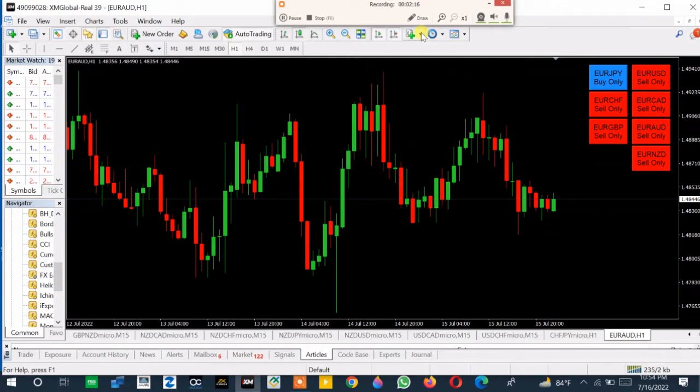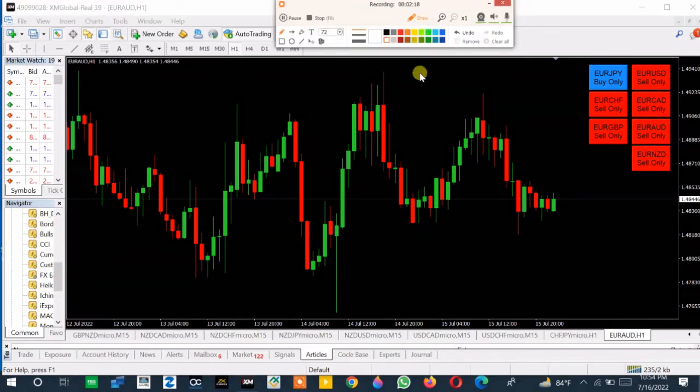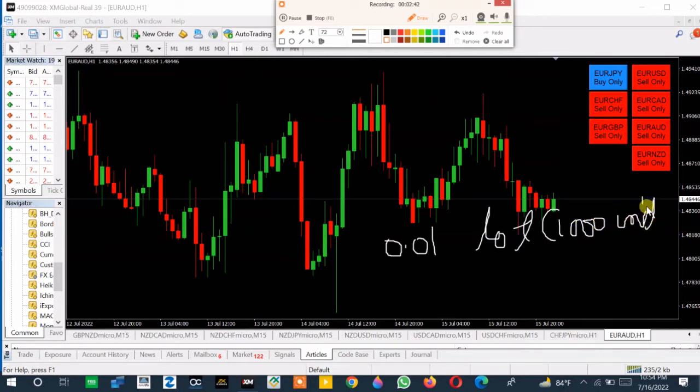Now I am talking about the money management system. Which money management do I need to use for this trading system? For a 0.01 lot, a standard lot means 100,000 units. For 0.01 lot we need to manage 2000 US dollars.